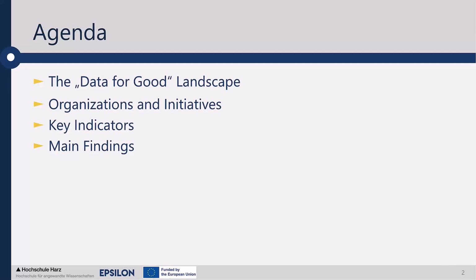Then we will provide more details about the organizations and initiatives itself. So we give you some parameters to characterize these initiatives so that you get a better idea what these initiatives are about and how they are operating. And then derived from this analysis, we will provide some key indicators that help you to better understand what the goals and the operations of those organizations are. And then we will sum up the main findings. And at the end of the session, we hope that you have a better picture about the existing data for good landscape in Europe and that you get an idea who is doing what.